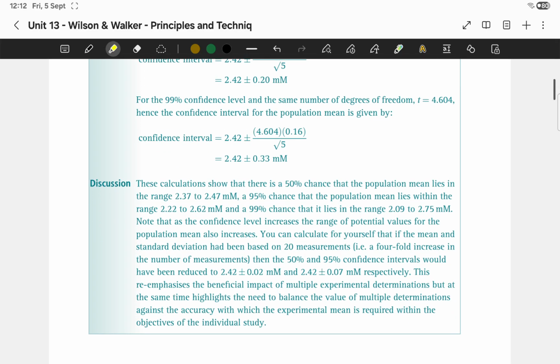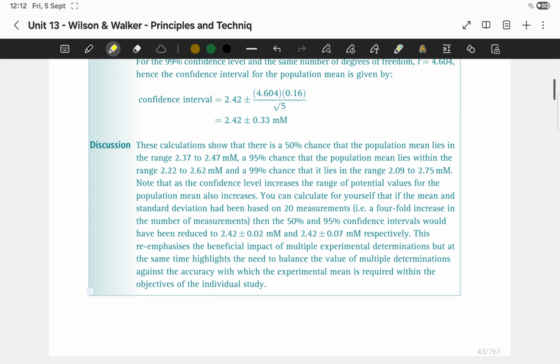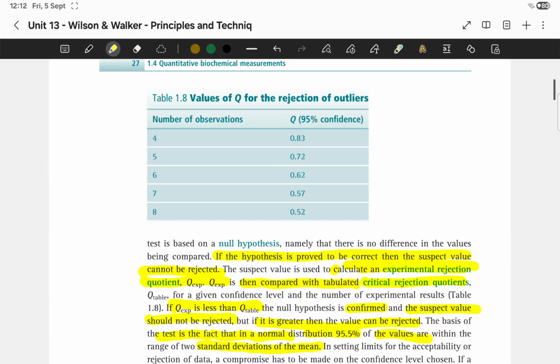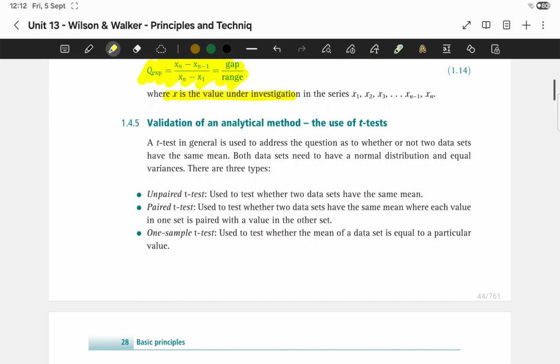As the confidence level increases, the range of potential values for the population mean also increases. You can calculate for yourself if the mean and standard deviation are based on 20 measurements. Value of Q for rejection of outliers, 4, 5, 6, 7, at 95% confidence. Okay, 1.4.5: validation of analytical method using the t-test.